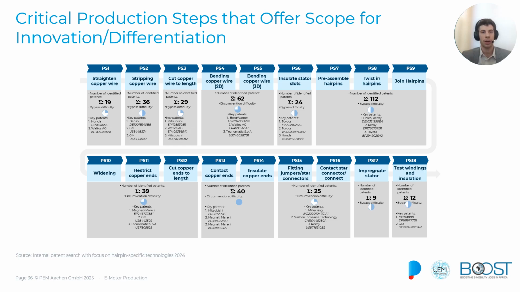Due to this complexity, there is still much room for innovations or differentiation in the process chain. Most likely, we see some improvement in the critical process steps, and the number of patents prove this. We see the highest number of patents for the bending, twisting, and welding process, which shows us that there is much to improve until today.